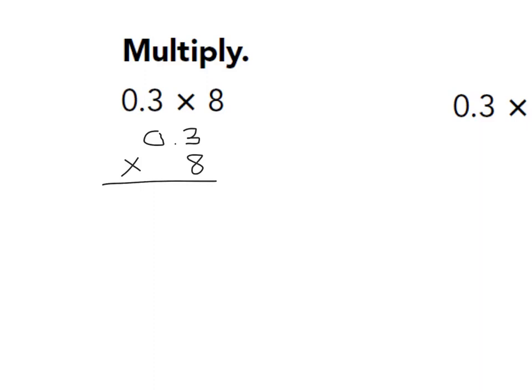Now I see in my problem here that I have a total of 1 decimal point, so I need to make sure that 1 decimal point is also in my answer. If I multiply 8 times 3, as if the decimals aren't there, I get 24. But then I have to remember there should be 1 decimal in there, so if I put 1 decimal place in when I'm done, it becomes 2.4.